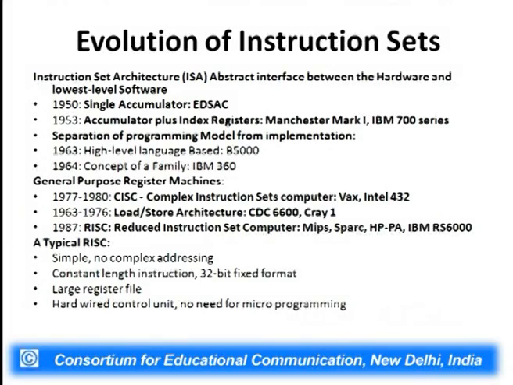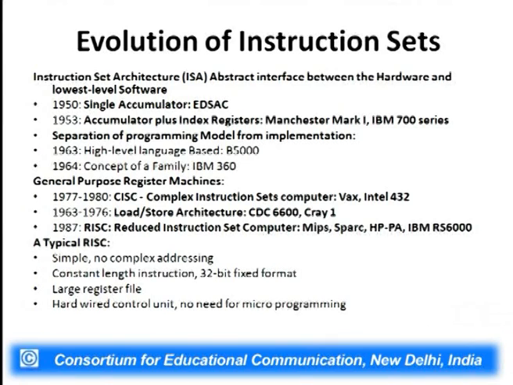Then general purpose register machines came into existence in the late 1970s. Between 1977 and 1980, CISC, complex instruction set computers, were introduced by VAX and Intel 432. From 1963 to 1976, load store architecture was introduced, which was seen in the CDC 6600 and Cray 1. Then in 1987, RISC, reduced instruction set computers, came into existence, made by SPARC, HP and IBM.